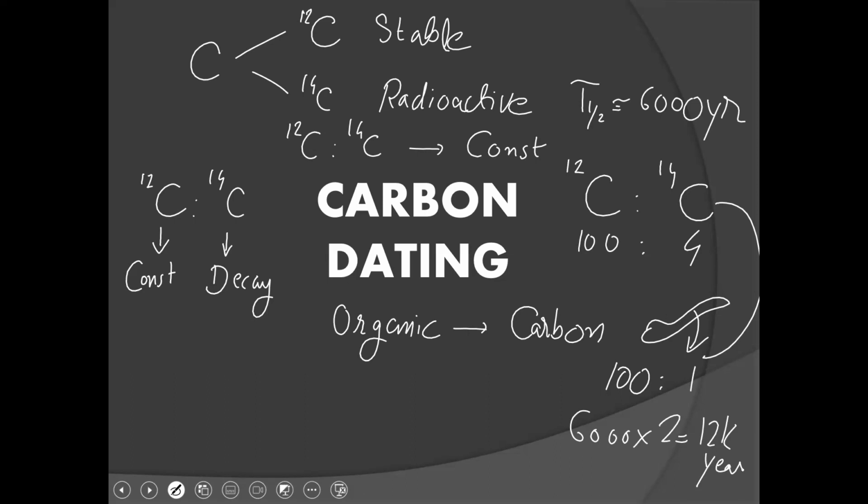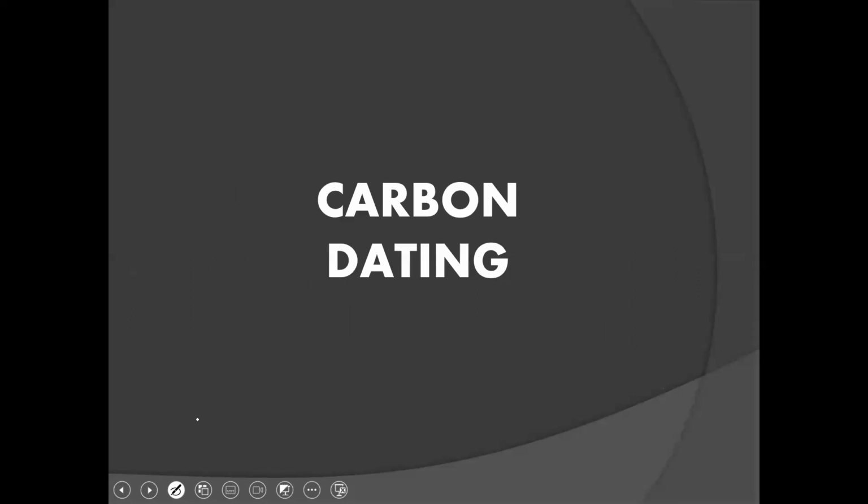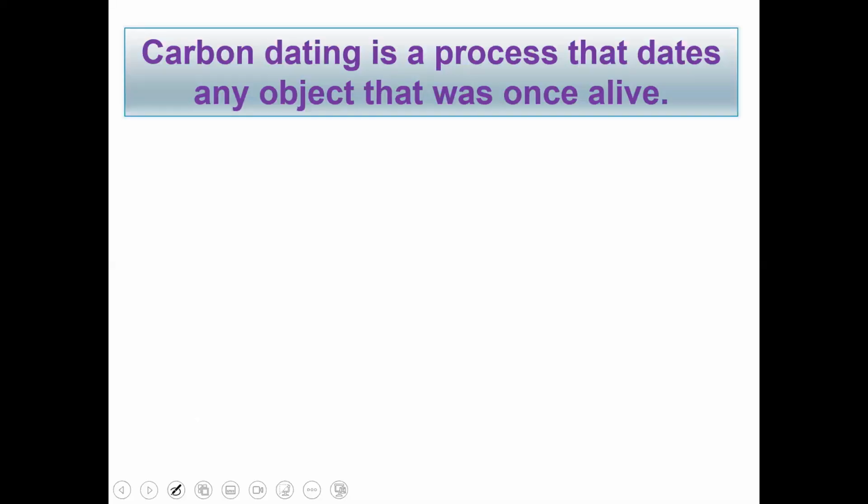This process is called carbon dating. It's a very famous process. A lot of work has been done on Egyptian mummies and dinosaurs and the old skeletons from the earth under seawater. Carbon dating is a very successful method for living organisms. I have explained that it actually depends upon carbon 14. So carbon dating is a process that dates any object that was once alive. You have to copy this.